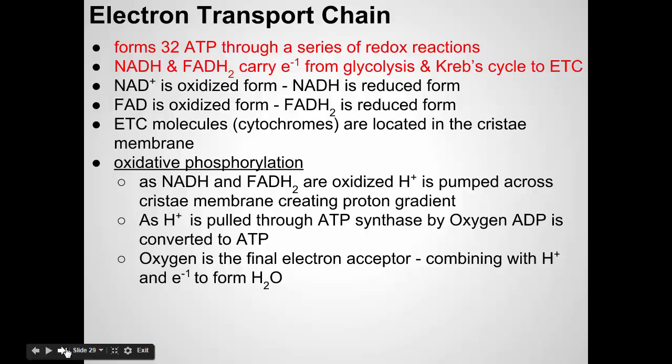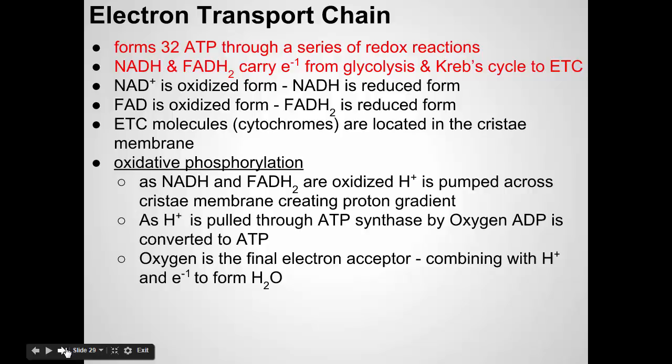So these electron transport chain molecules are called cytochromes. They're located in the membranes of the mitochondria. The cristae are those folds, those double membranes that make the mitochondria look like a bean with folds inside of it. Okay? And what happens is as NADH and FADH2 are oxidized, they lose their electrons. They go gradually from higher energy levels to lower energies.